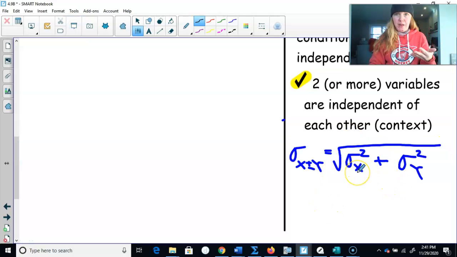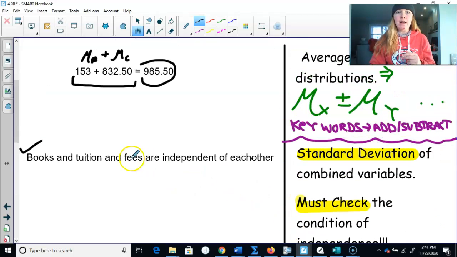We're going to take the standard deviation of one of the variables squared, that's the variance, plus the standard deviation of the other variable squared, again, that's the variance. We add those variances together, and then we take the square root of them. Now, it's important to note, guys, whether we are adding the distributions together or subtracting the distributions, we always add the variances, those standard deviations squared, and then take the square root when we're figuring out the standard deviation. Always, always, always, okay?